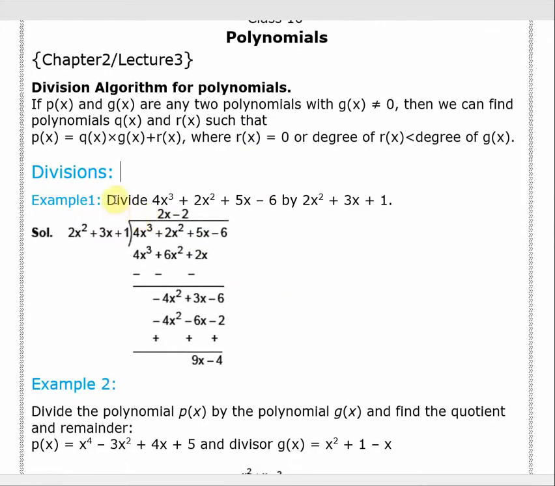Let's check this one. First one is: divide 4x³ + 2x² + 5x − 6 by 2x² + 3x + 1. So this is our g(x), the divisor, and this, 4x³ + 2x² + 5x − 6, is the p(x). If we divide it, the division is done over here. You can see that the quotient is 2x − 2, and there is a remainder coming, 9x − 4. So this is a simple division. By doing this division, we can find q(x) as 2x − 2 and r(x) as 9x − 4, which is the remainder.